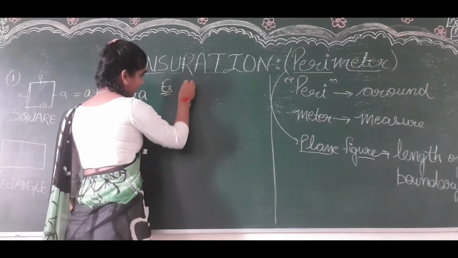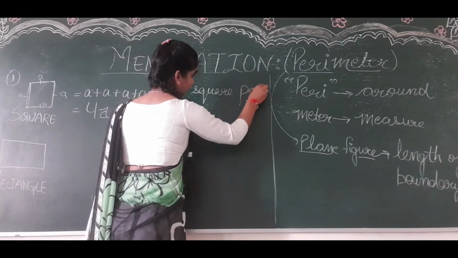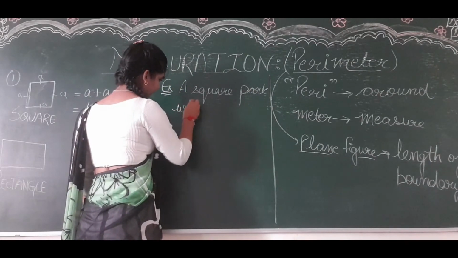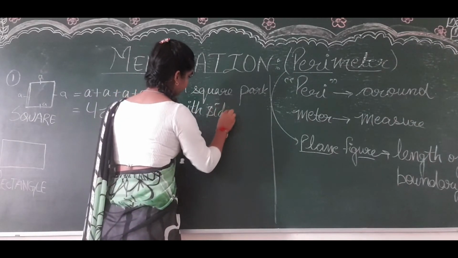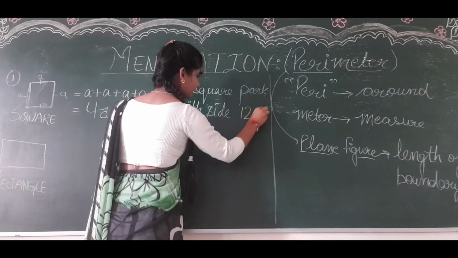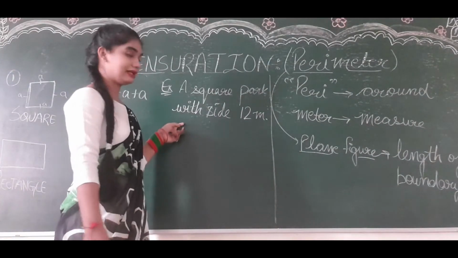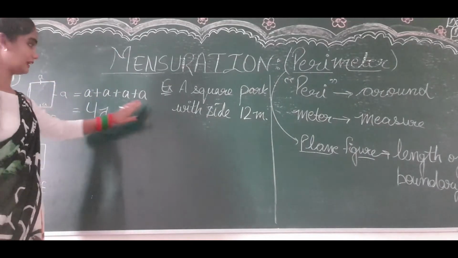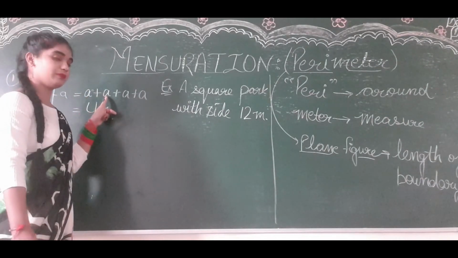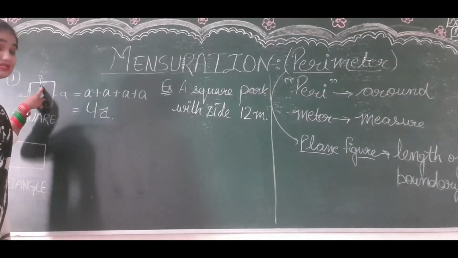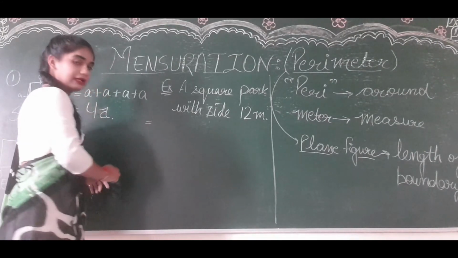Example, a square park with side 12 meters. उसकी साइड क्या है? 12 मीटर है. तो मुझे उसका क्या करना है? उसके चारों ओर फेंसिंग करनी है. मुझे क्या निकालना पड़ेगा? पेरीमीटर निकालना पड़ेगा. अभी हमने देखा, अगर स्क्वायर की साइड 12 है तो इस a की जगह क्या हो जाएगा? 12 हो जाएगा. We will replace this a by 12. यहाँ पर पेरीमीटर फाइंड आउट करेंगे.